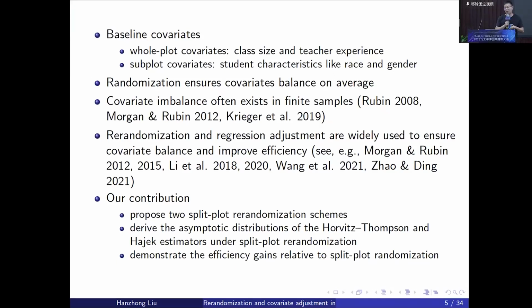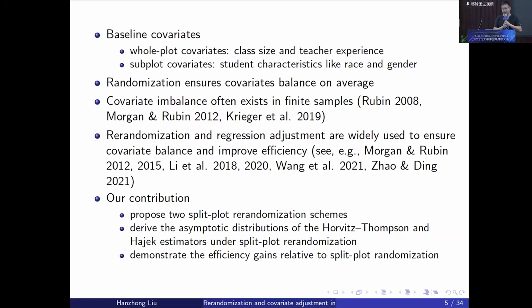In the split plot design, we can also observe many baseline covariates. For example, in a split plot design with students as subplots nested in classes as whole plots, class characteristics such as class size and teacher experience are the whole plot covariates, and student characteristics like race and gender are the subplot covariates. The randomization can balance those covariates on average. However, for a particular treatment assignment, covariate imbalance often exists.